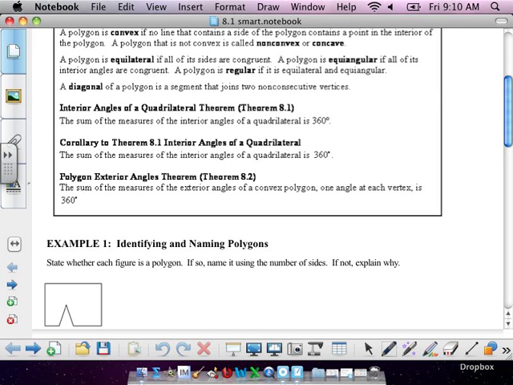The sum of the measures of the exterior angles of a convex polygon, one angle at each vertex, is 360. Let's draw a picture of what that looks like. If I have, let's say, a pentagon. Okay? If I have exterior angles of all of these pentagons, it looks like this.